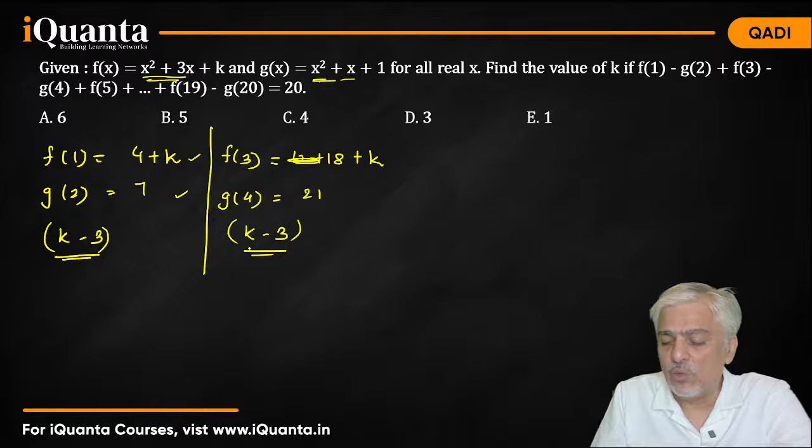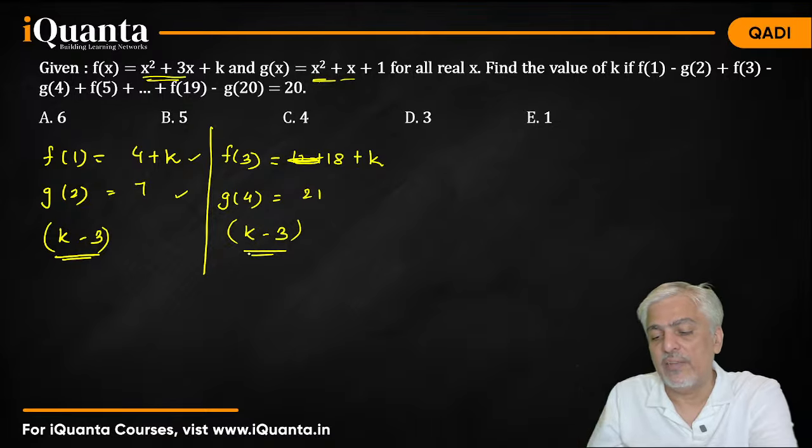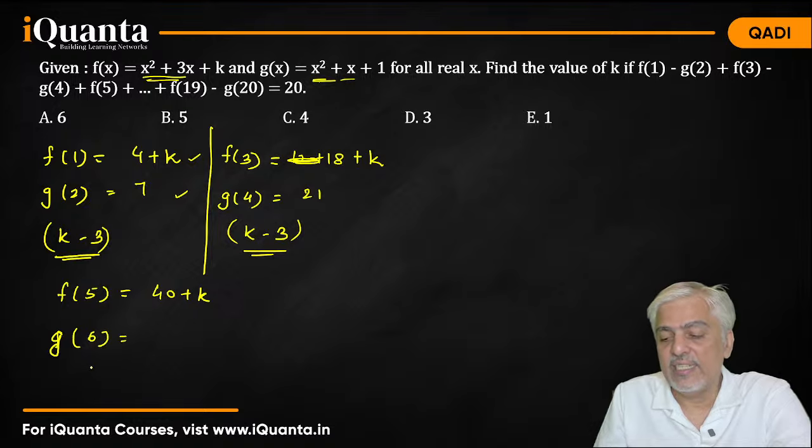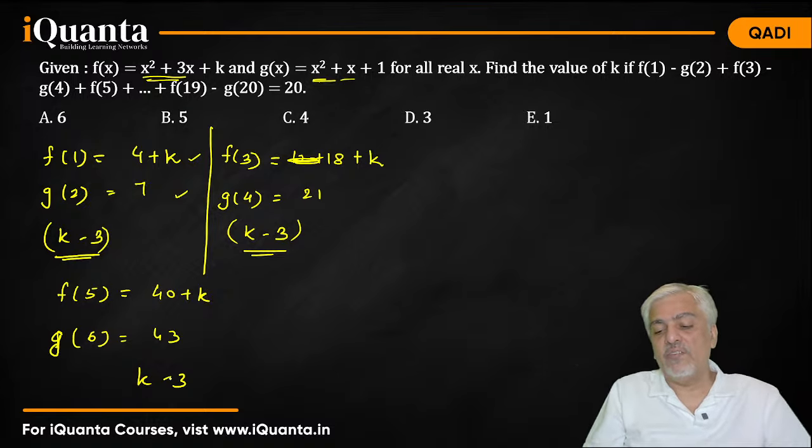I said let me check one more time. If it works one more time, it will work every time. Okay. So I then checked f of 5. F of 5 is 25 plus 15, 40 plus k. And g of 6, 36 plus 6, 42 plus 1, 43. Difference is still k minus 3. So I'm getting difference every time k minus 3.